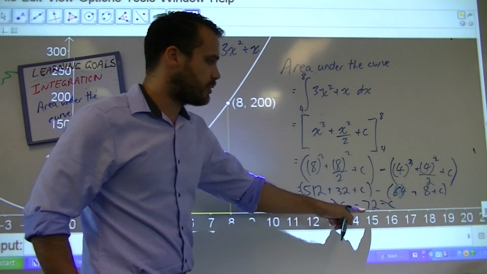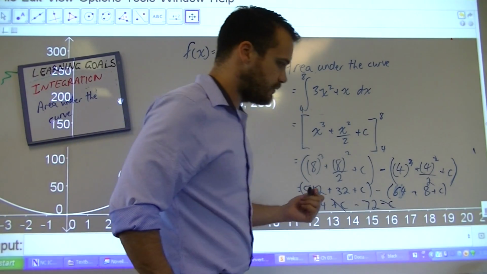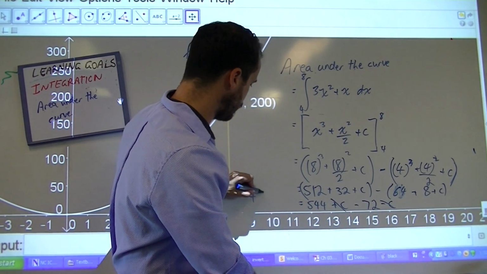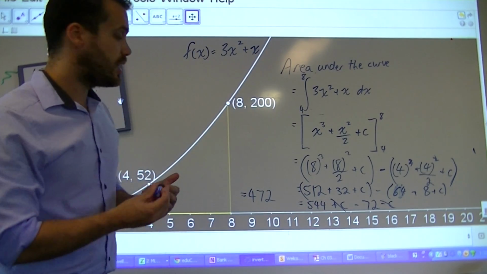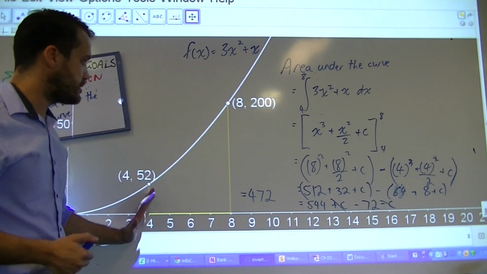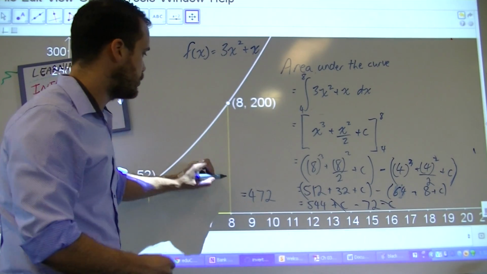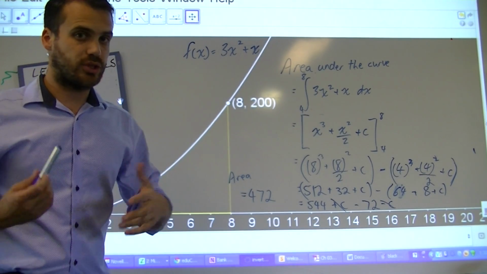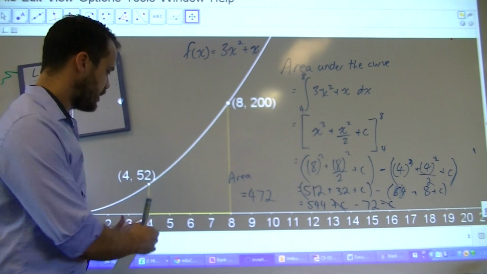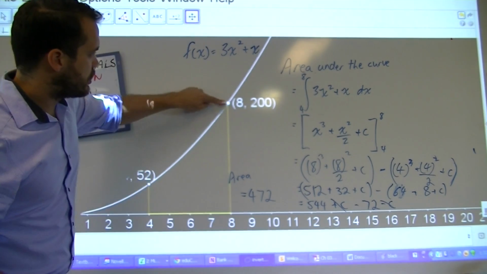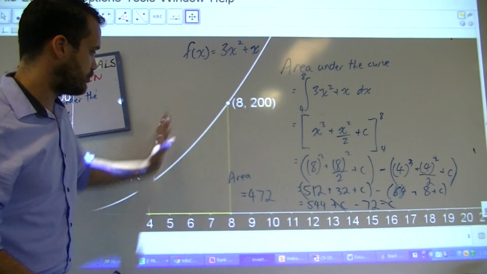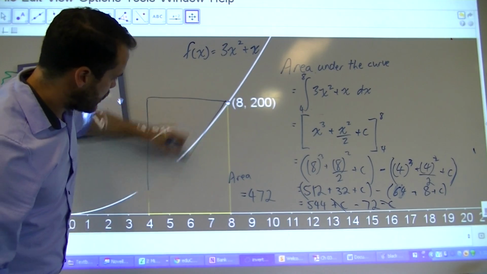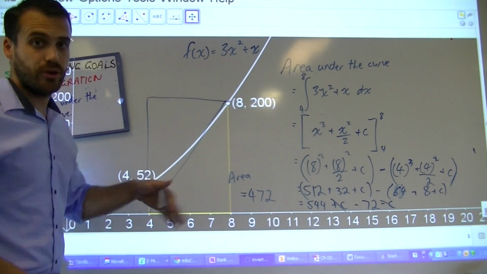Now 544 minus 72, that's going to give you an answer of 472. So the area under this curve between x equals 4 and x equals 8 is equal to 472. Now I'm just briefly going to check that again for plausibility. 4 to 8, that's 4 units. It's a 200 metre high rectangle, so 200 times 4. The area of this rectangle is going to be 800. If I cut that in half, which is essentially what this is doing, I get an area of 400.